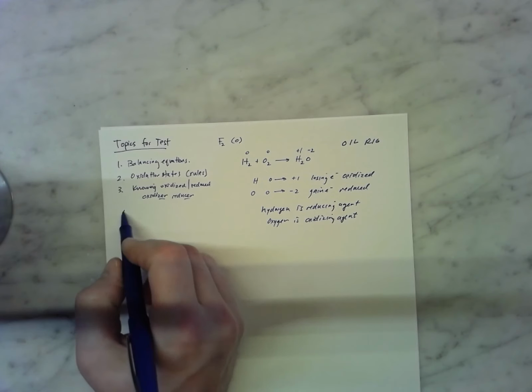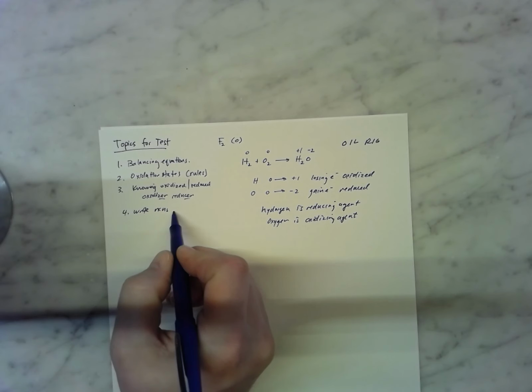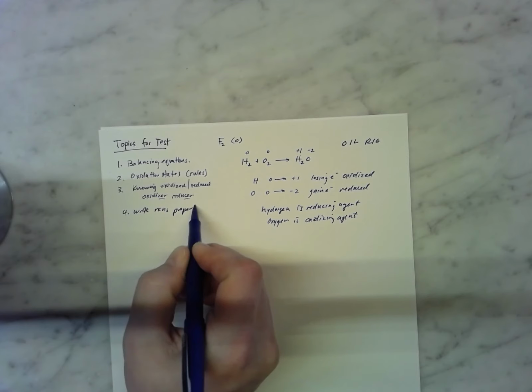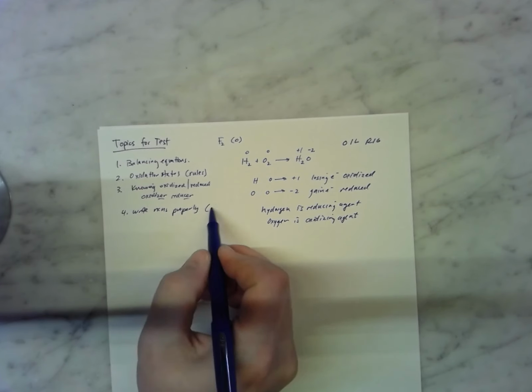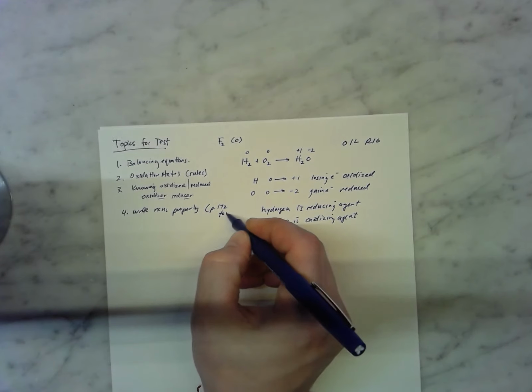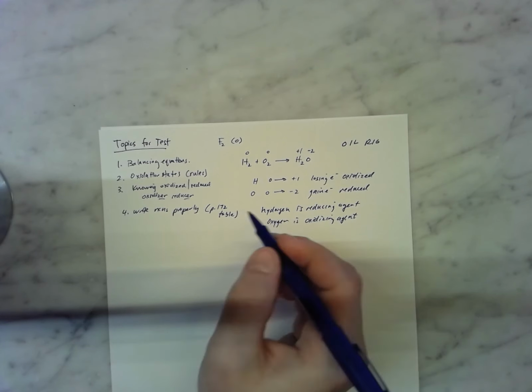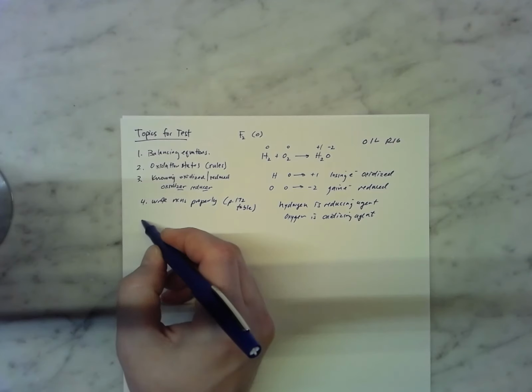Okay, we want to be able to write reactions properly. That page 170, what did we say it was, 172? Yeah, page 172 table. Just like we did on our quiz a second ago. There'll be a couple of those.